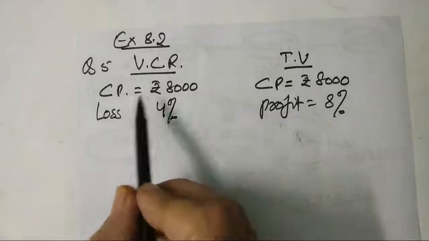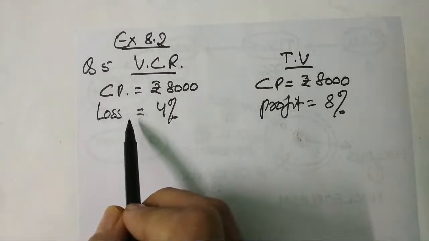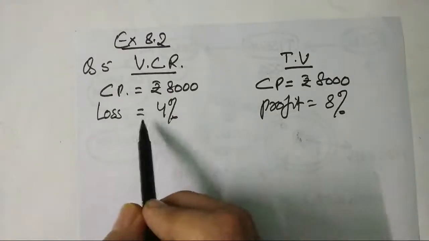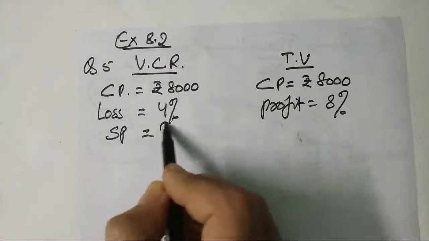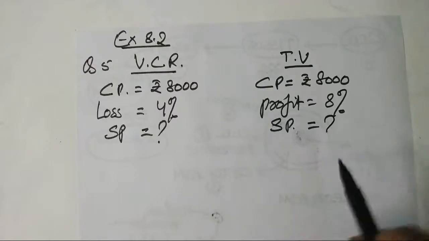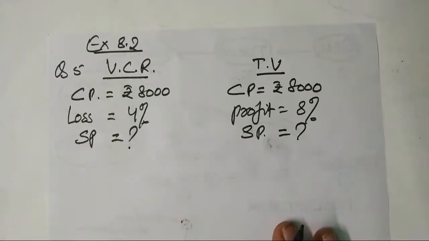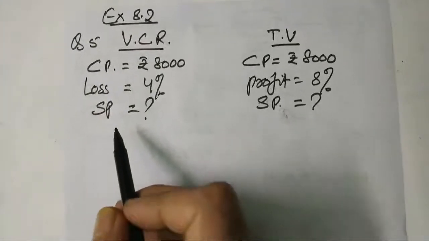So he has bought something for 8,000 and the shopkeeper made a loss of 4% on the VCR and a profit of 8% on the TV. When will he make a loss and when will he make a profit? If he sells it. Now for both the things we don't know the selling price. So in this question we have to find the selling price of both the things. And we will use the same method which we discussed.